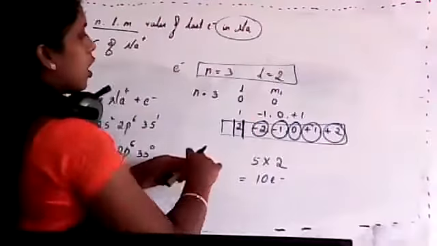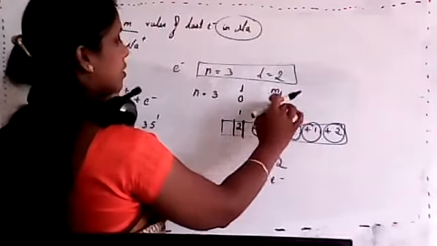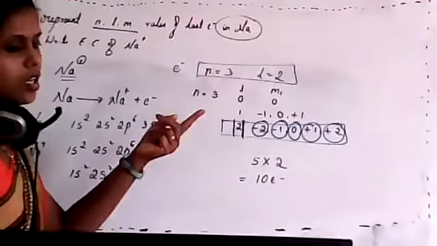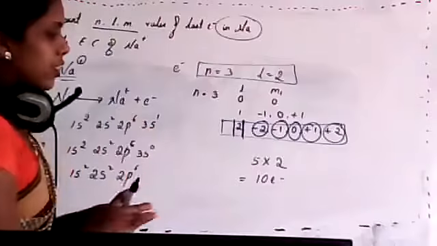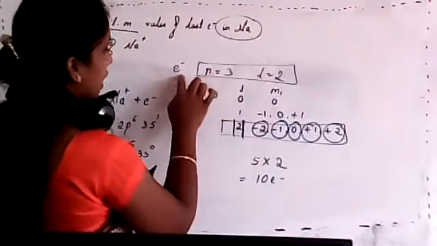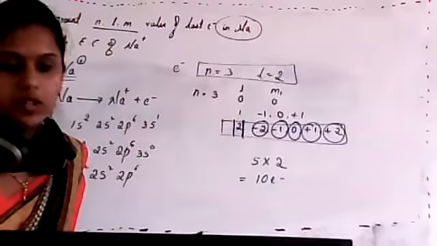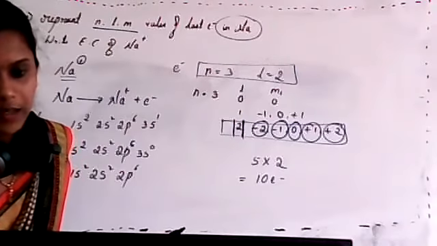Clear? Yesterday we counted all these, isn't it? 10, 11, 12, 13, 14, 15, 16, 17, 18. That is nothing but n square. We calculated the total number of electrons in n equals 3. So that is not right here. Here we have to find the number of electrons in n equals 3 and L equals 2. Is this clear, students?